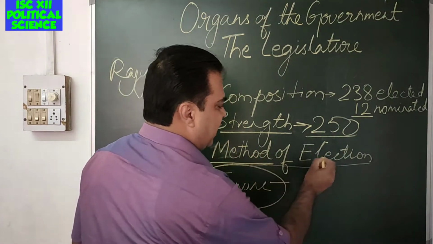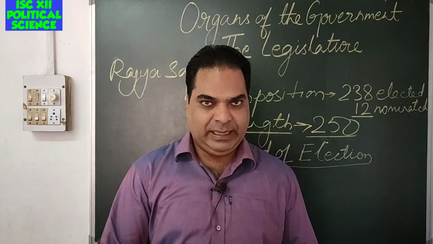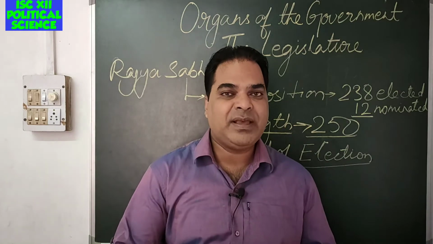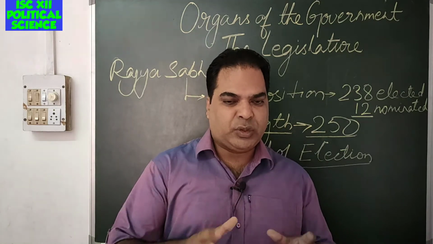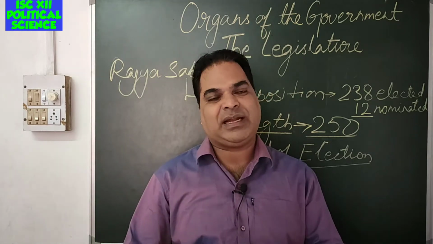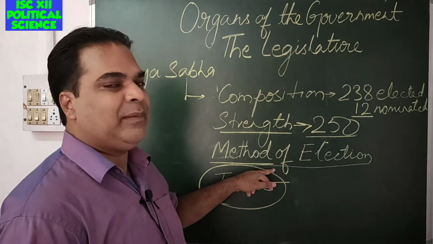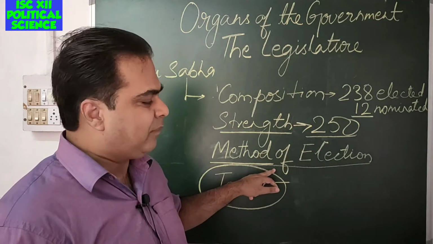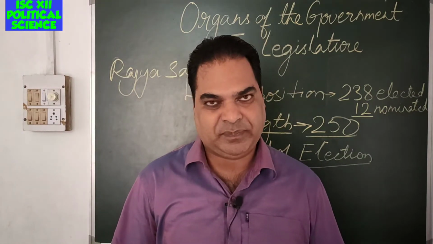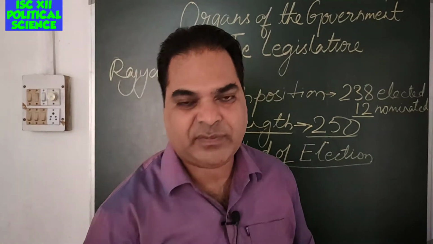As for the method of election, the members of Rajya Sabha are elected indirectly by the members of legislative assembly. Different numbers are given to different states, and from that they are elected. So they are elected indirectly by the members of legislative assembly, through a single transferable vote system, proportional representation.